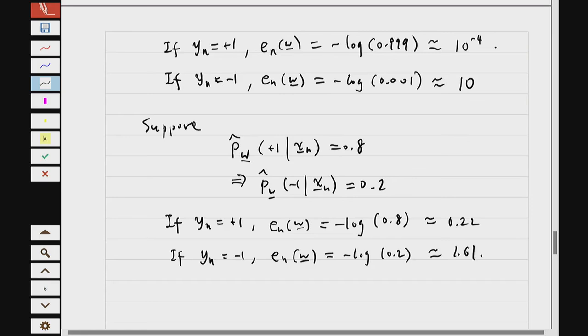Okay? So I hope I convinced you how this log loss function works. We are not talking about why yet, what is the mathematical reasoning behind it. We're going to talk about it next time. But for now, numerically, it seems to work very well.